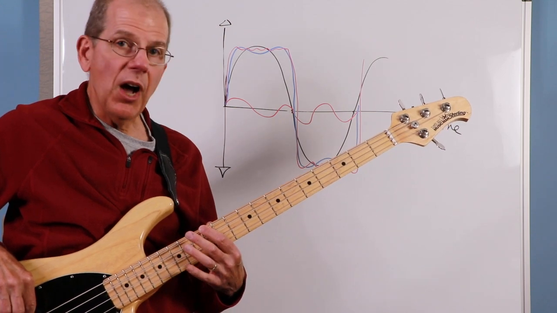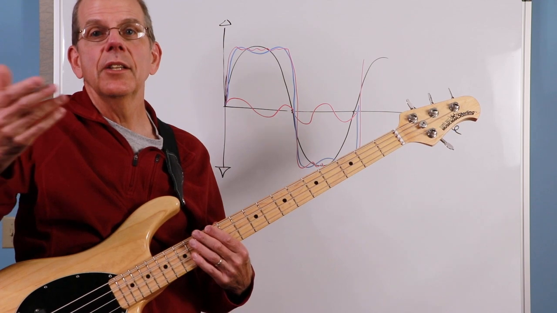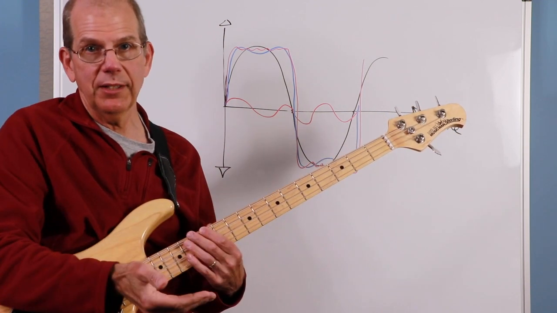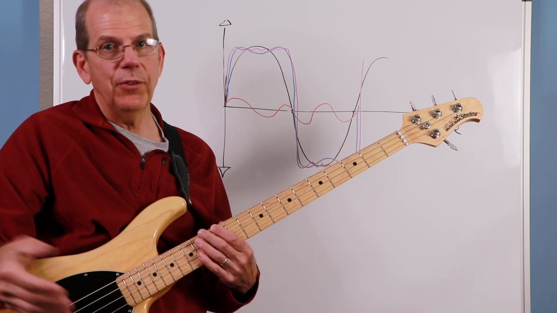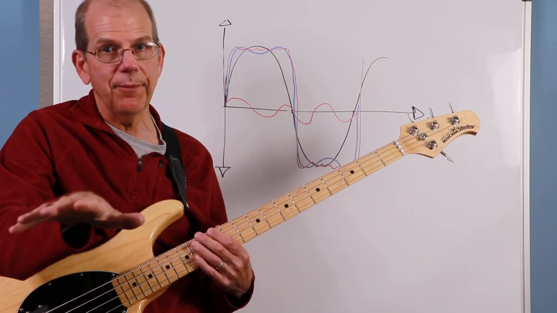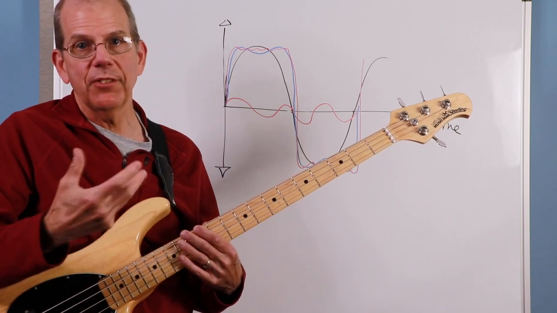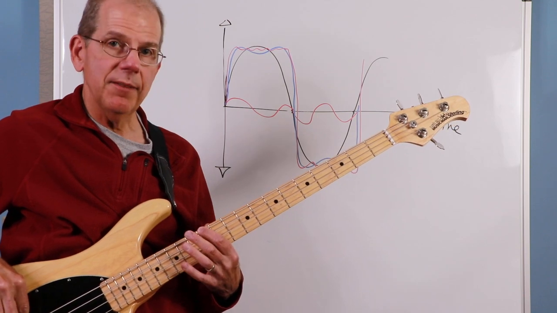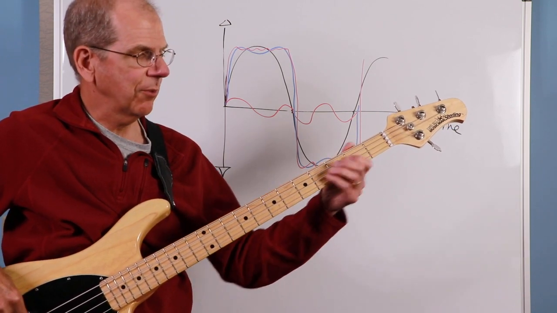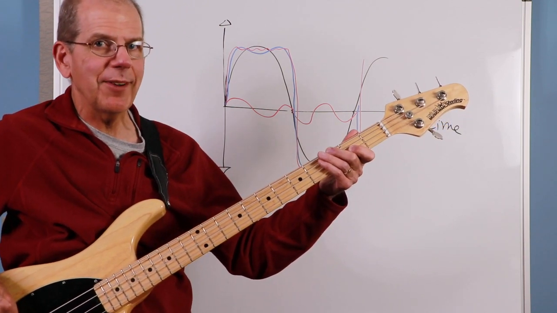Now, unlike some instruments, you can play the same note in different places on a bass or a guitar. On a piano, if you want to play a middle C, there's only one place to play it. You've got one key that's a middle C and that's it. But on an instrument like this, there's multiple places you can play the same note. So here's that E, which can also be found here, which can also be found here. If you listen carefully, those don't sound exactly the same.